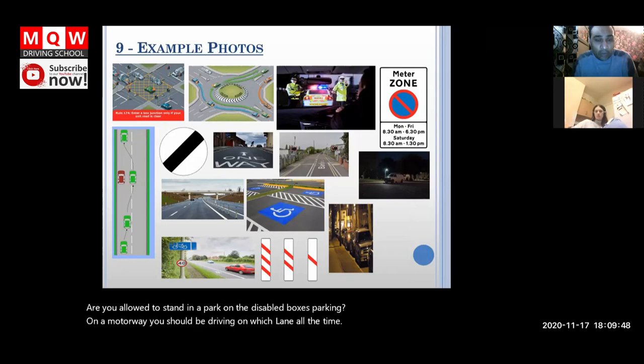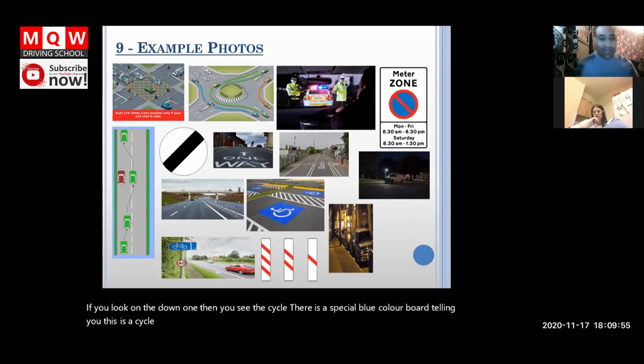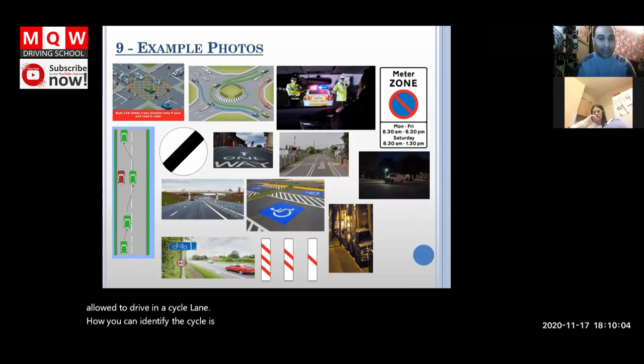If you look at the one below, you see the cycle lane. There's a special blue board telling you this is a cycle lane. What time are you allowed to drive in a cycle lane? What time are you not allowed to drive in a cycle lane? How can you identify the cycle lanes? Are there any solid lines or broken lines?